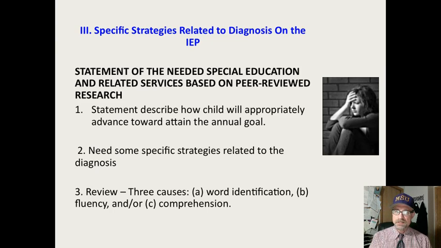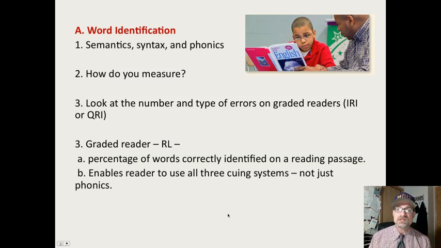Is it fluency? Is it word identification? Is it comprehension? If it's word identification, what types of problems are giving them trouble? Remember, there's our 3 causes. I'm going to drill that into your head. If it's word identification, remember that we use 3 types of word identification cues, not just phonics: semantics, syntax, and phonics.